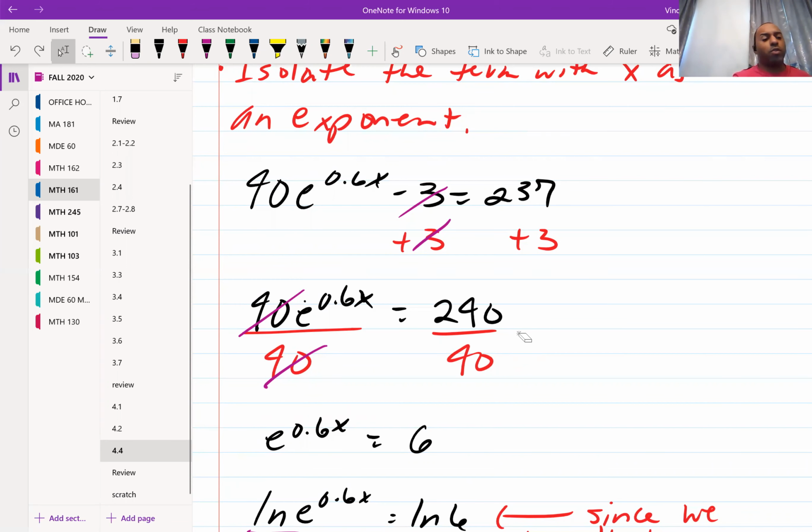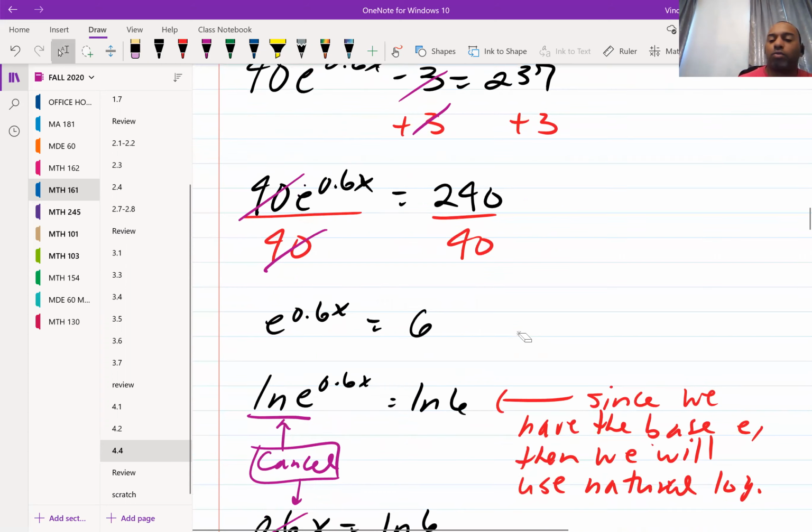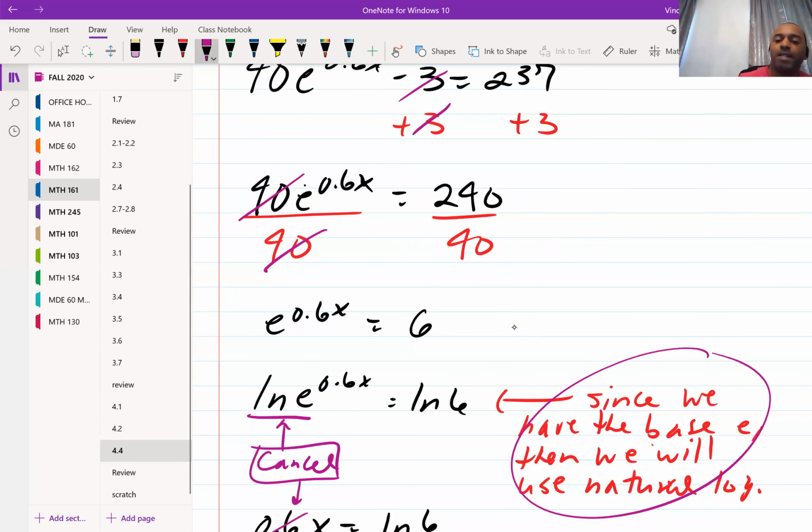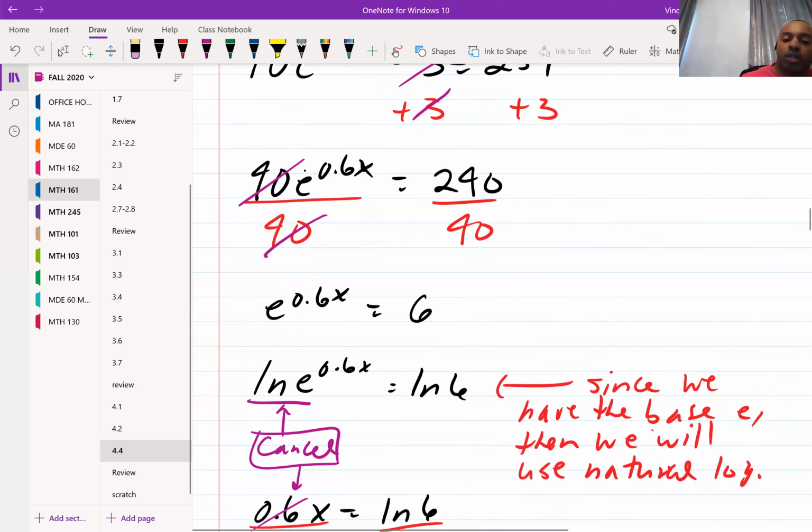All right. So now, once again, our goal is to get this 0.06x out of the exponent because we need access to the x. So we're going to apply the natural log to both sides. And notice here in the red, since we have base e, we will use the natural log. Remember, the natural log has the base of e. This is one of those times wherein using the natural log will matter in reference to using the common log.